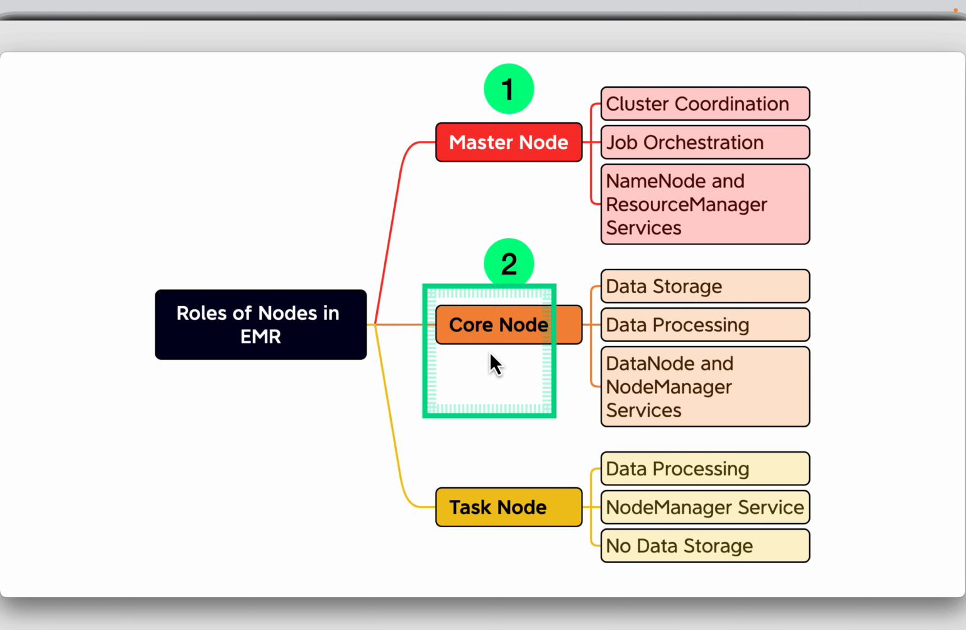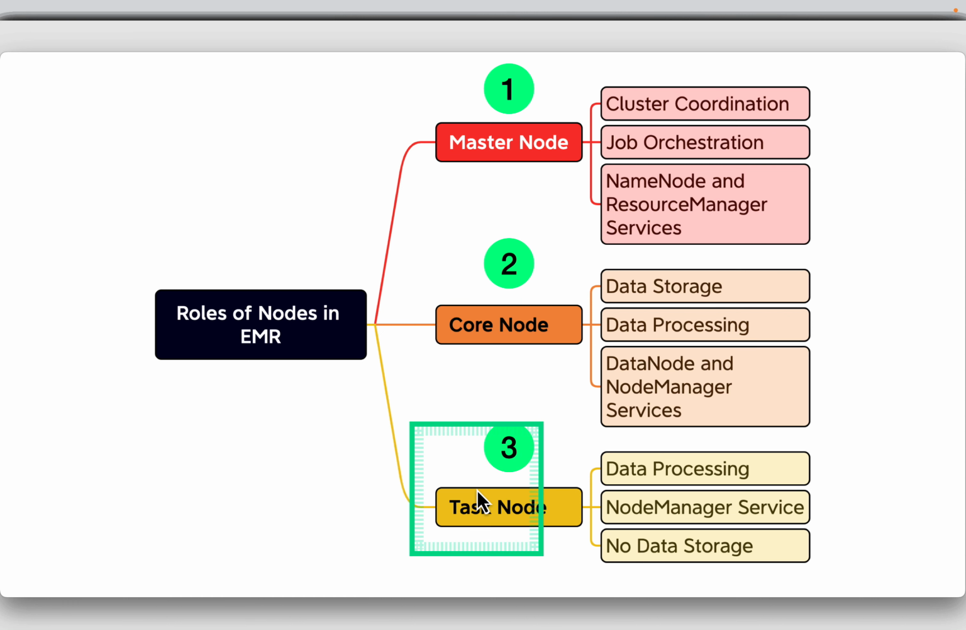Core node. Core nodes store data and handle data processing tasks. They run both the data node service for HDFS and node manager service for Yarn. Core nodes are essential for running tasks and storing data blocks. Task node. Task nodes are optional and are used solely for data processing. They only run the node manager service for Yarn. These nodes do not store any data but provide additional computational capacity for running tasks.